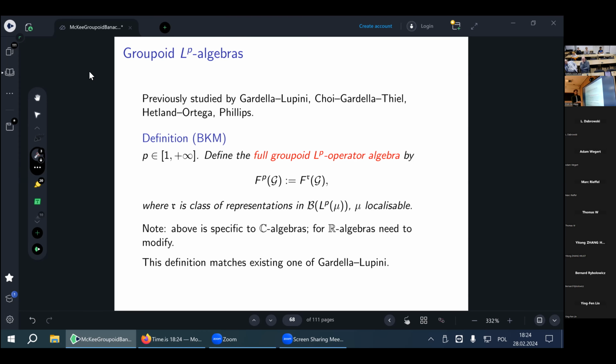So just to say it again, this definition reduces to the one considered by Białynicki-Birula. I explained before that our definition of a representation on LP space is formally different from theirs, but we can prove they reduce to the same thing.